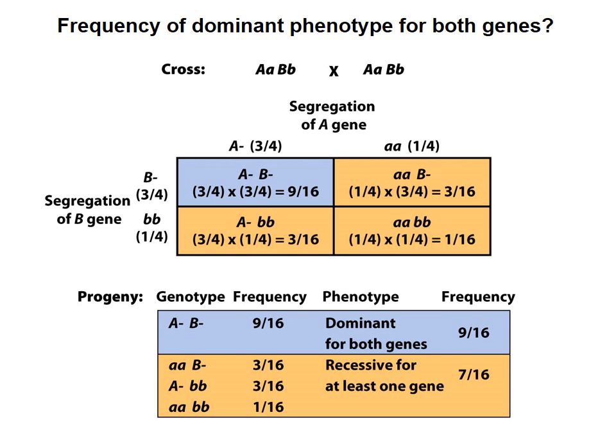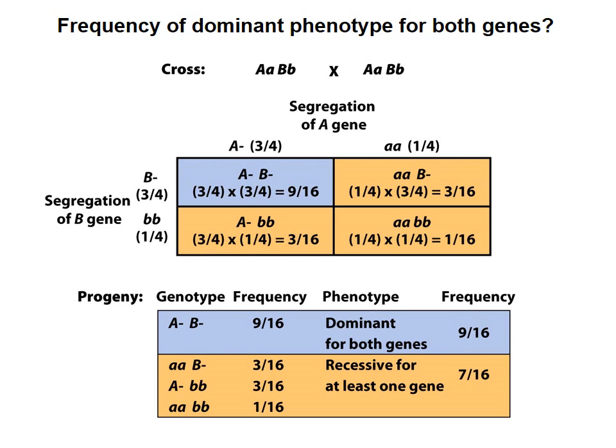Phenotype frequencies: dominant for both genes, right? So the probability of being dominant for both genes is 9 out of 16. The probability of being recessive for at least one gene, so you can be recessive for one gene. You can be recessive for A, you can be recessive for B, or you can be recessive for both of them. That's 7/16.